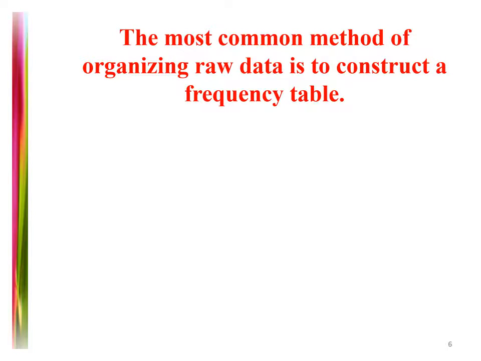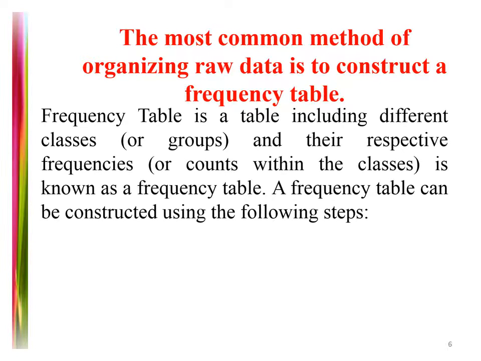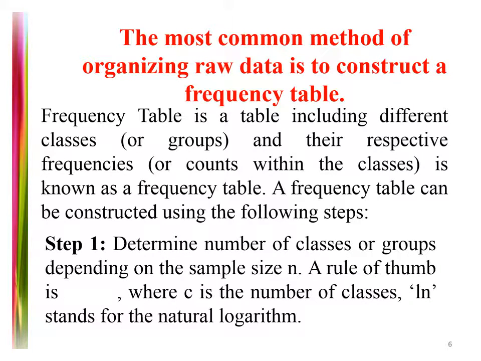The most common method of organizing raw data is to construct a frequency table. A frequency table is a table including different classes or groups and their respective frequencies. Within each class, we count how many observations, or how many players' weights, fall in it. A frequency table can be constructed using the following standard steps.